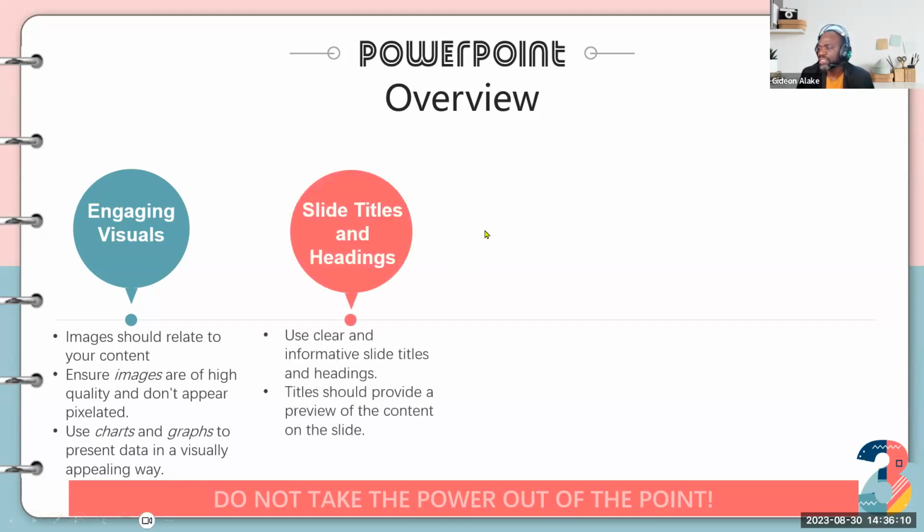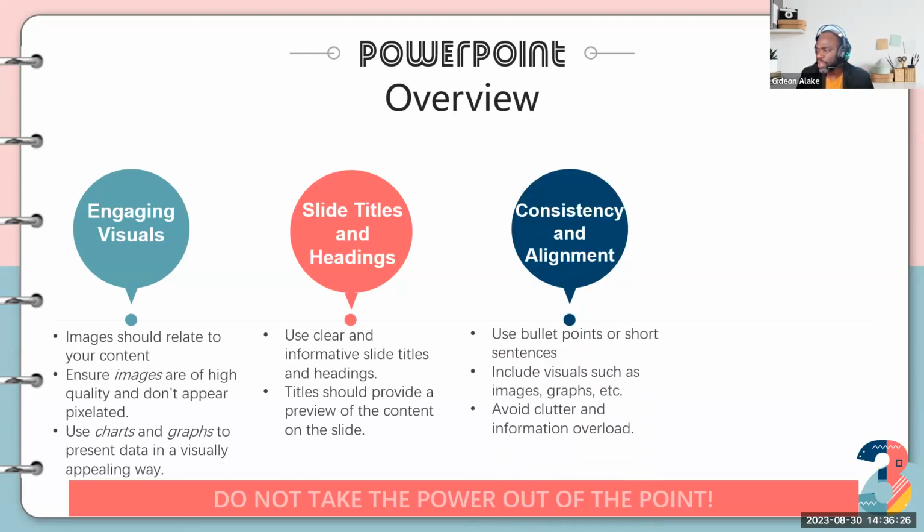So another one is the titles and the headings. You have to use clear and informative slide titles and headings. Like I said earlier, they have to be clear enough for you to just understand, oh, this is what this presentation is about. And what about the alignment? The bullet points are important. Visuals, such as images and graphs, also have to be well aligned. They just don't have to be everywhere on your slides, and avoid clutter and information overload as well.